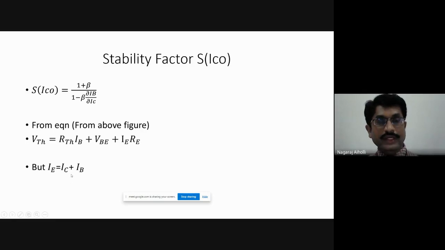Emitter current is base current plus collector current. So we have to substitute I_E is equal to I_B plus I_C in this equation. We have to get the equation in the form of ∂I_B/∂I_C, because I want the expression for S of I_CO. So I have to replace this I_E by I_B plus I_C. Then what will be the next equation?